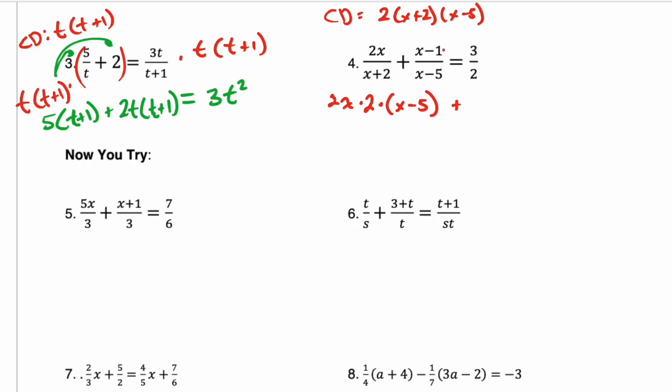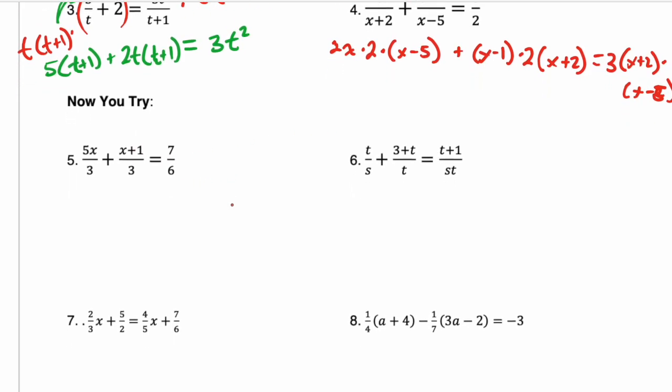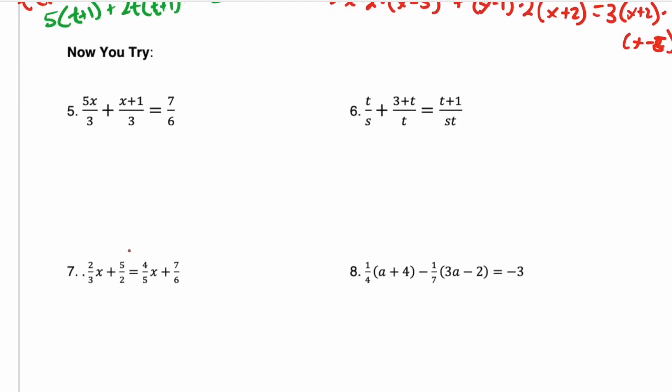In the second fraction, only the x minus 5's cancel, so you're left with x minus 1, the 2 is still there, and the x plus 2. And lastly, on the other side of the equation, the 2's cancel, so you get 3 times x plus 2 times x minus 5. I just didn't have enough room to write it. It should be up here. And then many more steps after to solve that. Let's look at another couple of examples down here.